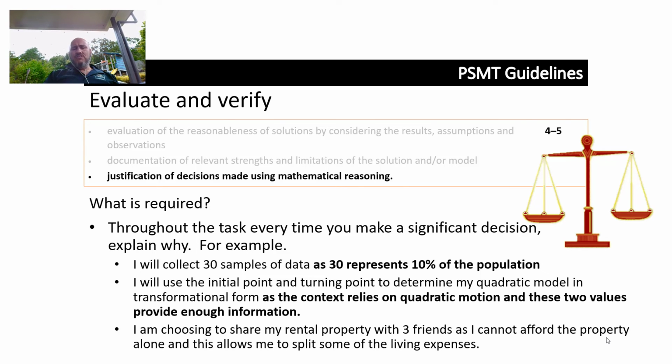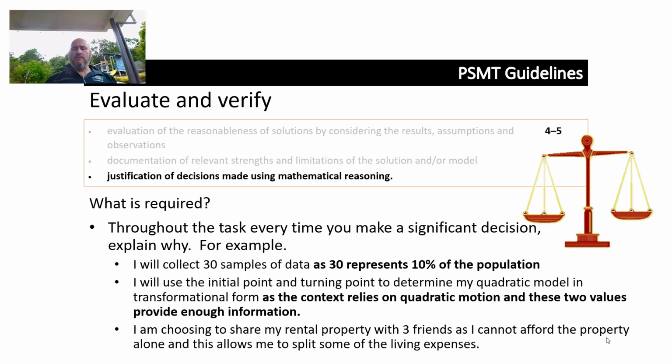Justification of decisions, the last one, justification of decisions made using mathematical reasoning. So throughout the task, every time you make a significant decision, explain why. For example, I will collect 30 samples of data as 30 represents 10% of the population. You've justified a decision. Have you used mathematical reasoning? Maybe not quite there. Maybe we need to go and actually find a reference or a reason why 10% is important. But we chose 30 and this is why. I will use the initial point and turning point to determine my quadratic model in transformational form, as the context relies on quadratic motion, and these two values provide enough information already. So they're the ones that are given to us, therefore we're going to use that.